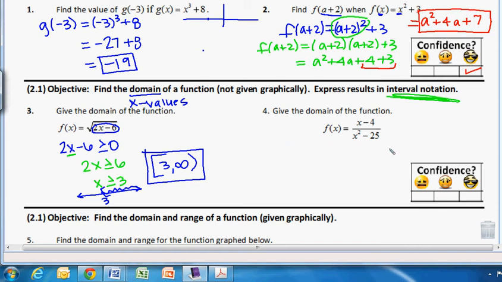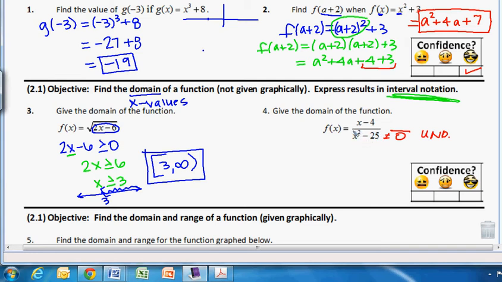Okay, so now number 4. We want to think about, okay, this is a fraction. What can the denominator not be? The denominator cannot be 0, because if so, then that would be undefined and it's not going to work. So x can be any other value. It could be a million. It could be negative 5,049. It could be any other value.